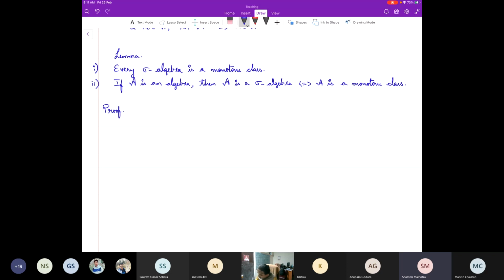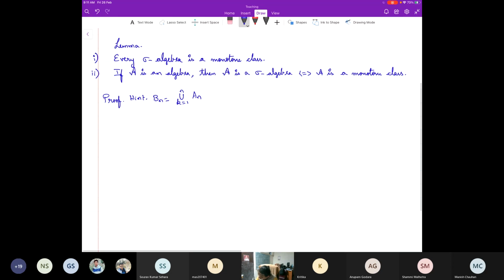So for the converse, you don't even need that part. What you do is form a different sequence: B_n is the union over k running from 1 to n of A_k. Now notice that B_n is an increasing sequence, and that should help you. This is the hint. So form this, and that should tell you. The proof I'll simply leave as an exercise; use the hint.